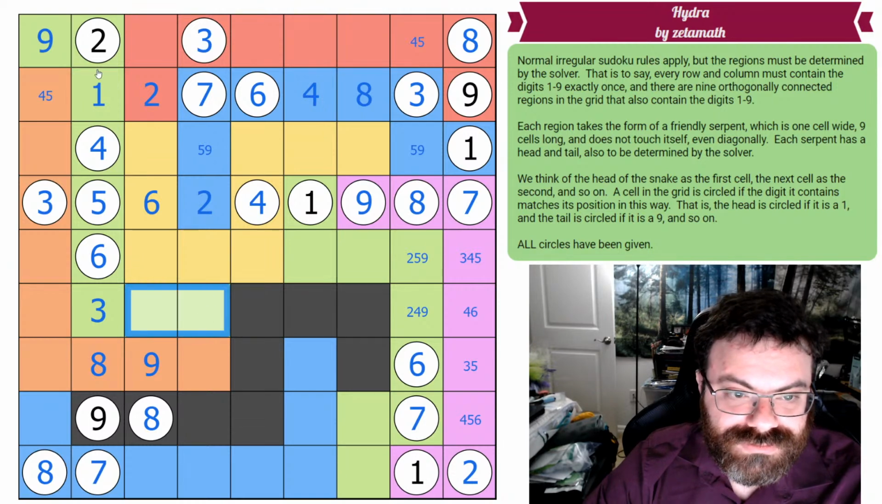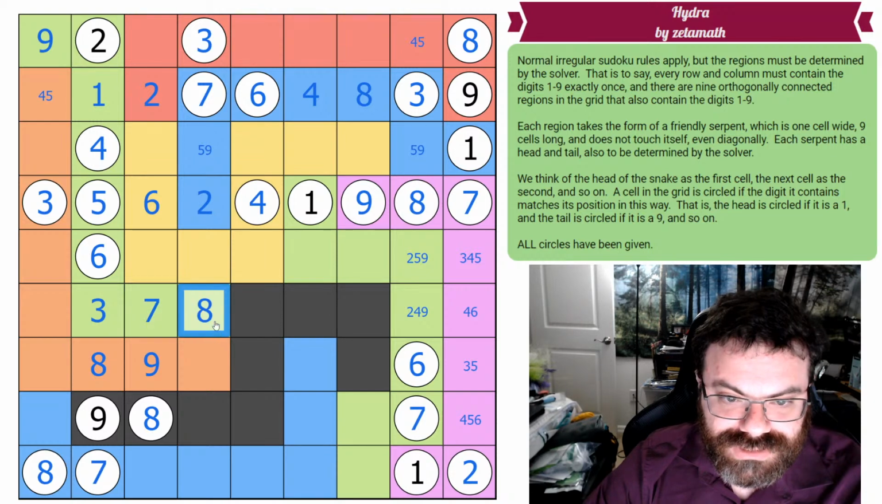Green needs two more. We have 1, 2, 3, 4, 5, 6. We need 7 and 8. That goes this way.